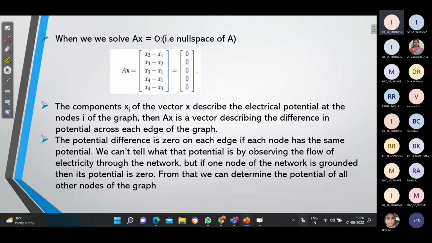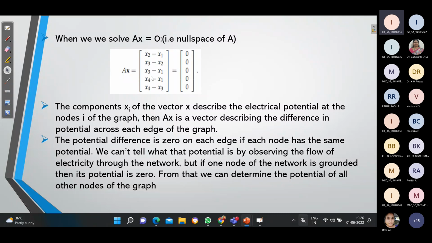Coming to Kirchhoff's voltage law, it basically says that the components of Ax equals b add to 0 around every loop. So this is Ax, the matrix adding up to 0. Ax basically represents the difference in voltage, that is the voltage difference. x1, x2 are considered to be the currents flowing.